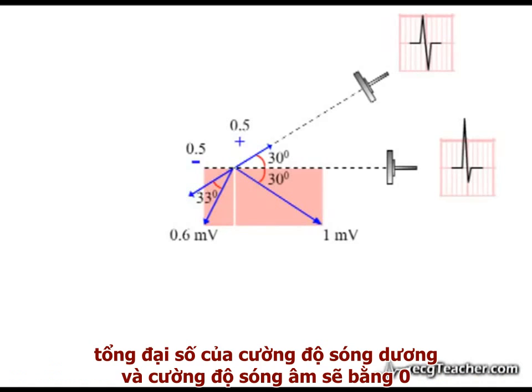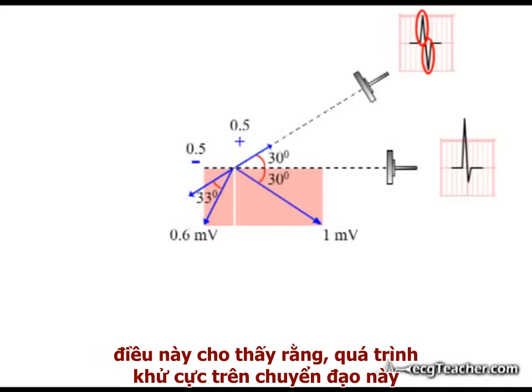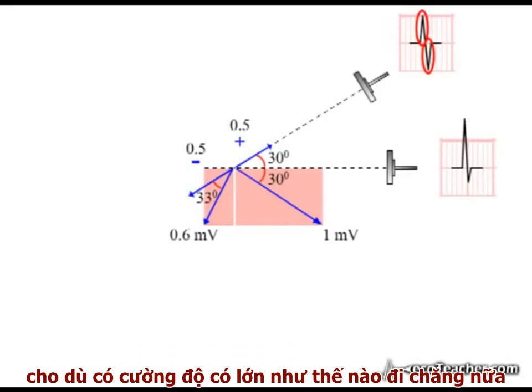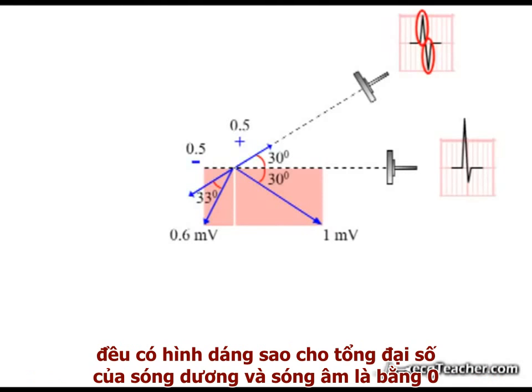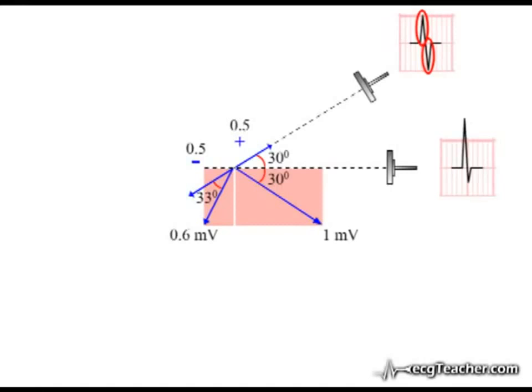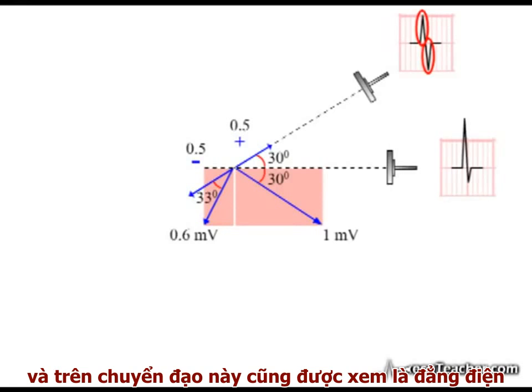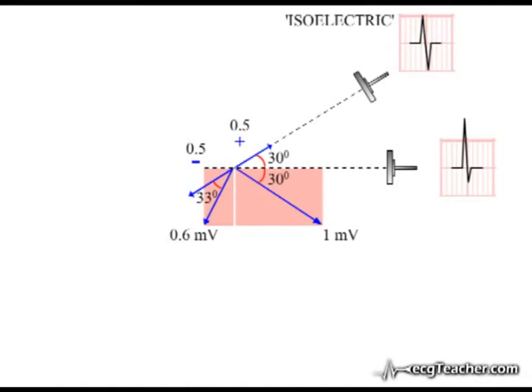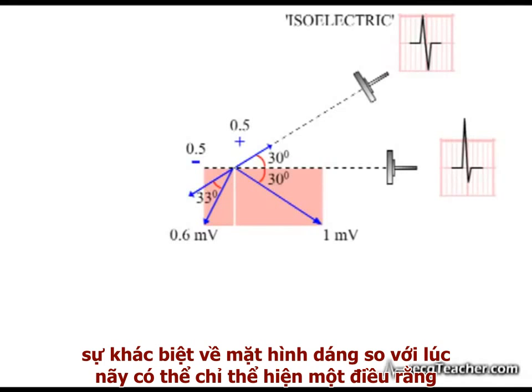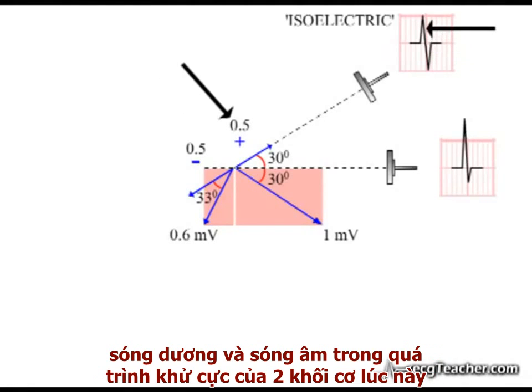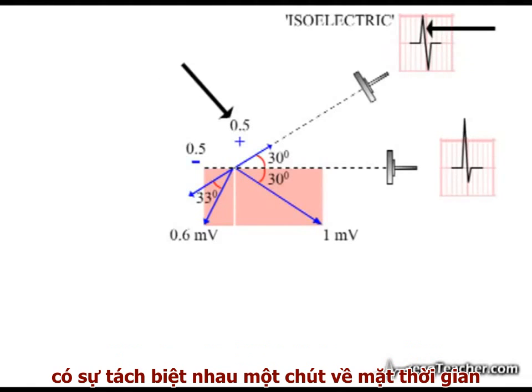The fact that the positive and negative deflections add up to 0 indicates that the depolarization events taking place under the lead, whatever their magnitude, are flowing in a pattern such that their total vectorial sum is 0. The readout in this lead is still said to be isoelectric. The difference in morphology merely reflects the fact that the negative and positive components relative to this lead are now slightly separated in time.